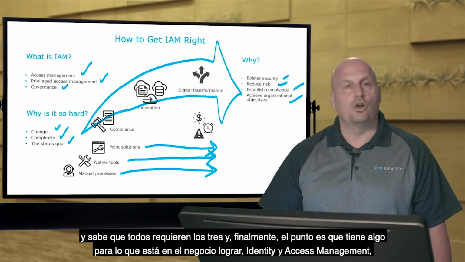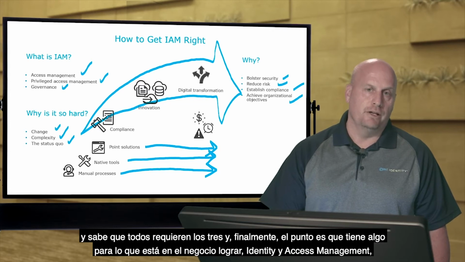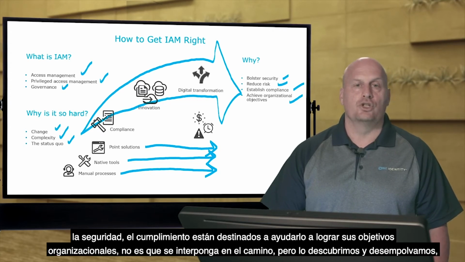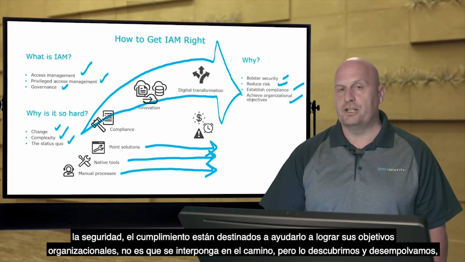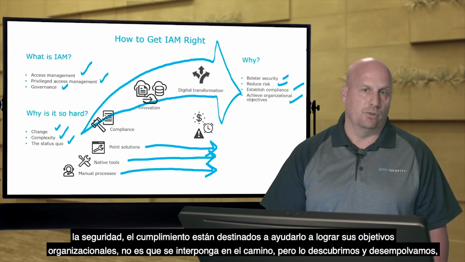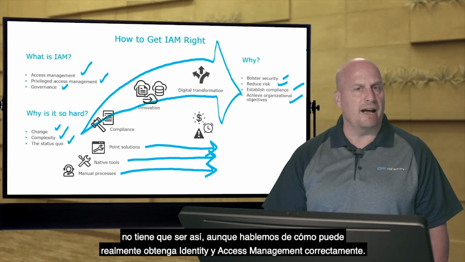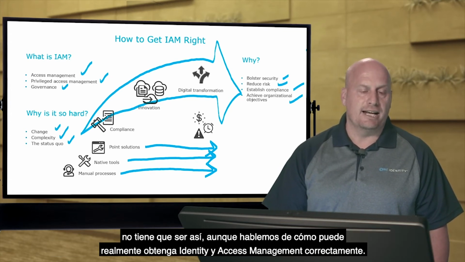And finally, the whole point is you have something that you're in business to achieve. Identity and access management, security, compliance is all meant to help you achieve your organizational objective. It's not to get in the way, but we find that it often does. It doesn't have to be that way, though. Let's talk about how you can actually get identity and access management right.